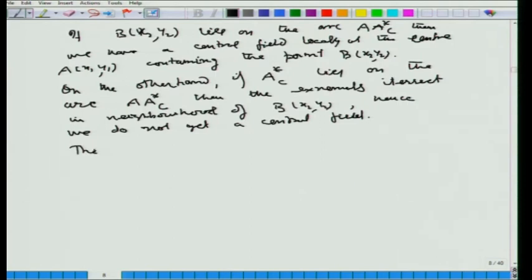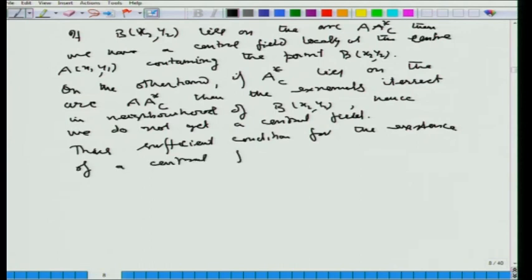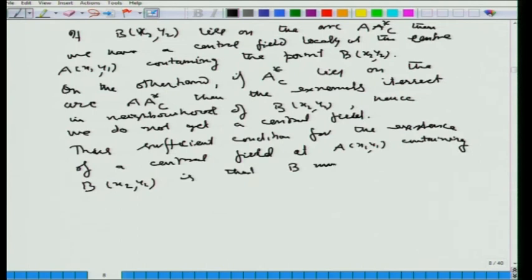Thus, the sufficient condition for the existence of a central field at A, that is x1 y1, containing B x2 y2 is that B must lie on the arc A star C. This condition is called the Jacobi condition.